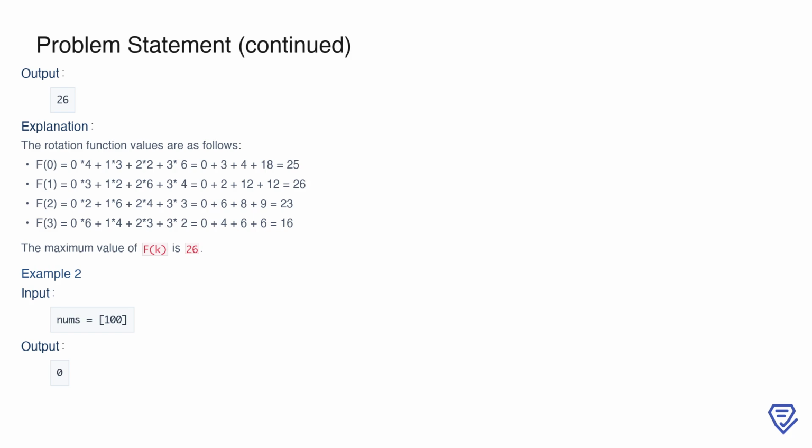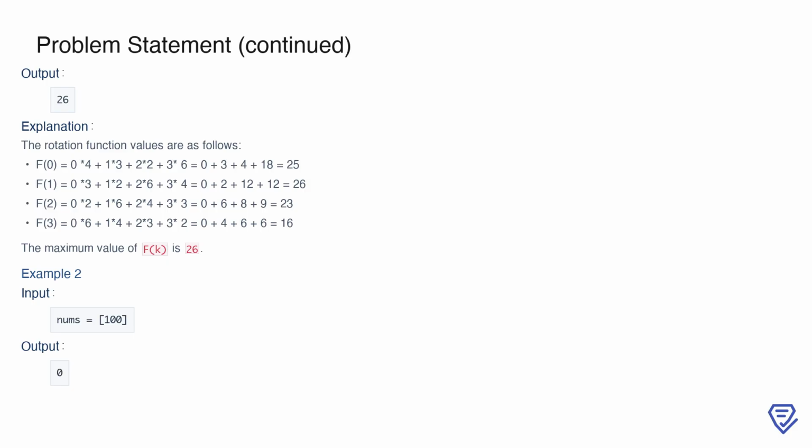For k equals 1, the function is 0*3 + 1*2 + 2*6 + 3*4, giving us 0 + 2 + 12 + 12, which equals 26. Similarly, for k equals 2, the result is 23, and for k equals 3, it's 16. Among these, the maximum value is 26, so that is the output.